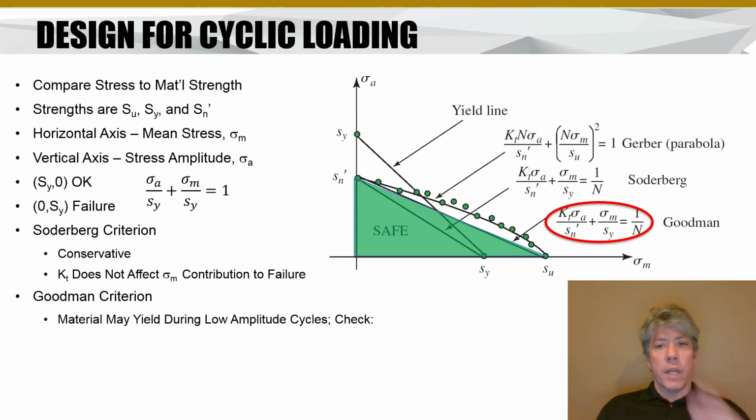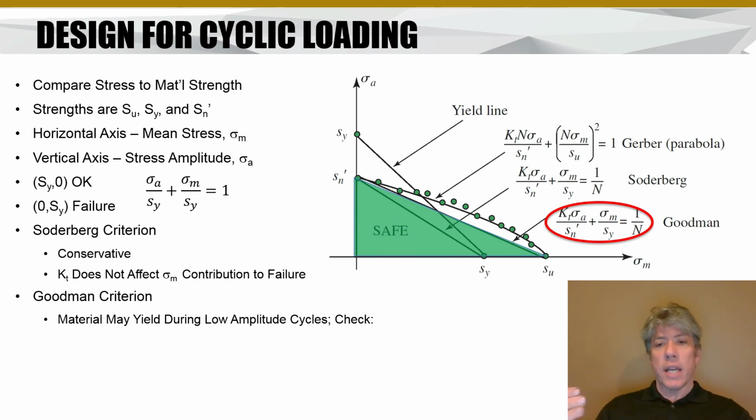Now, the only problem with this, if you think about it, is that on the x-axis, where there's no amplitude of stress, there's no variation, it's just a constant stress, we're saying that it's safe to have an average stress up to the ultimate strength of the material. Well, that means it's going to yield. Now, notice that we've said this with a factor of safety 1 over n.